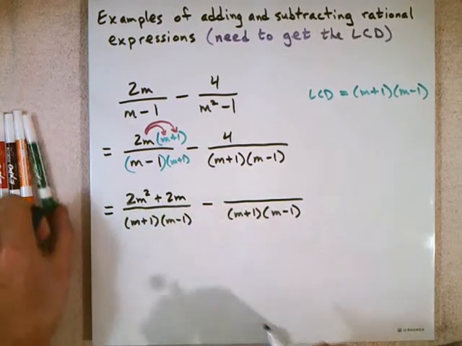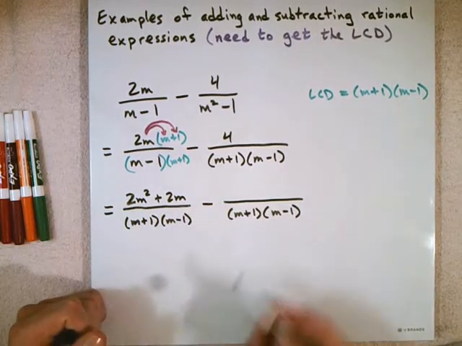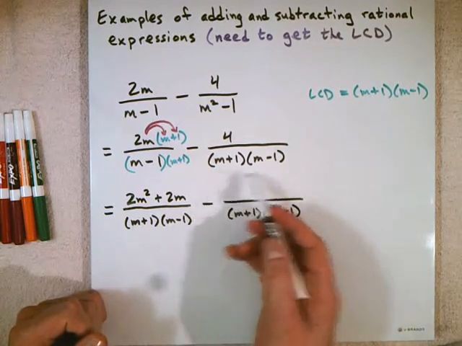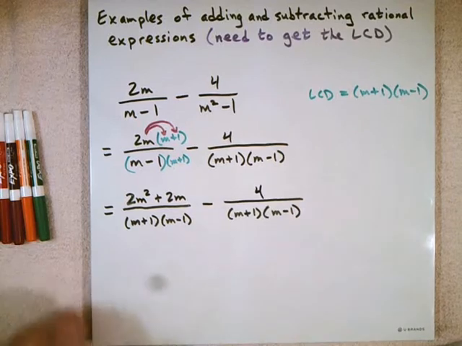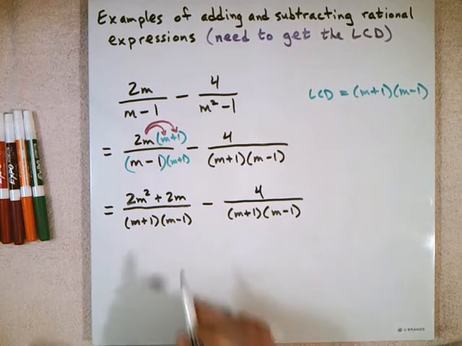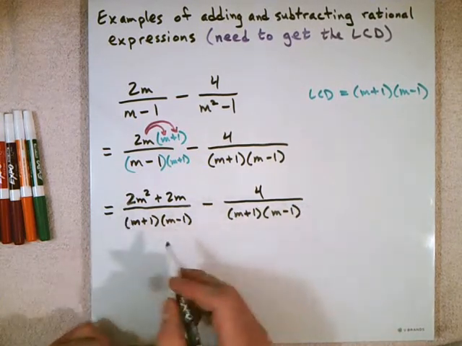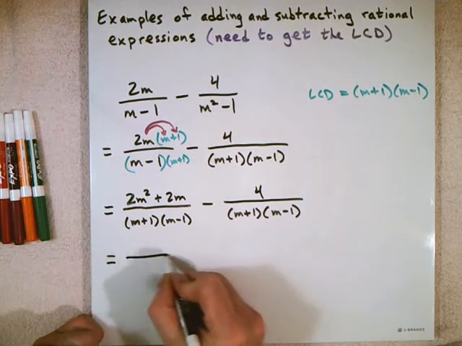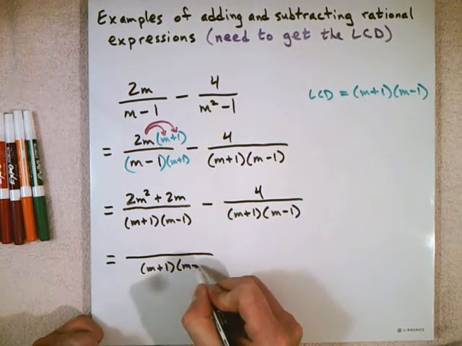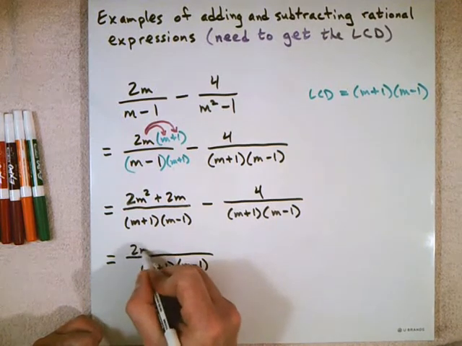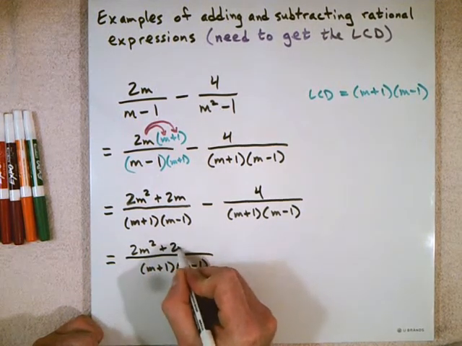And then what happens on the second piece? Well, it's already got everything, doesn't it? So I don't have to do anything to it. Leave it untouched. Just a 4 on top. Good. Now, we're going to bring it all together over one common denominator. So here's the one common denominator, m plus 1, m minus 1. And this is not too difficult to bring together. 2m squared plus 2m minus the 4 there.